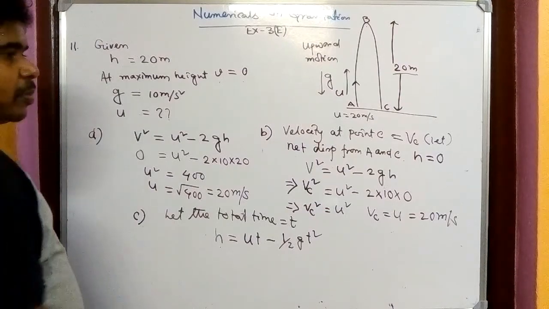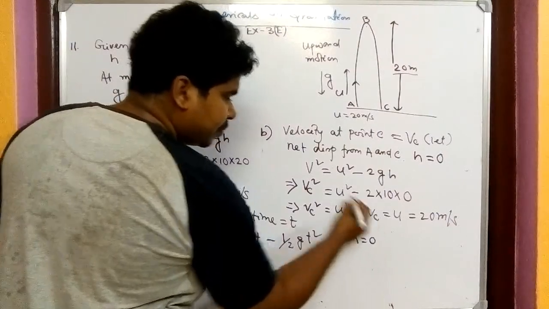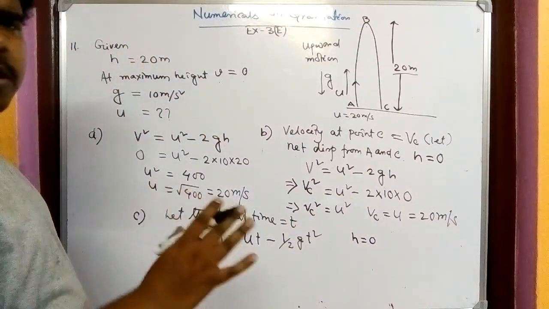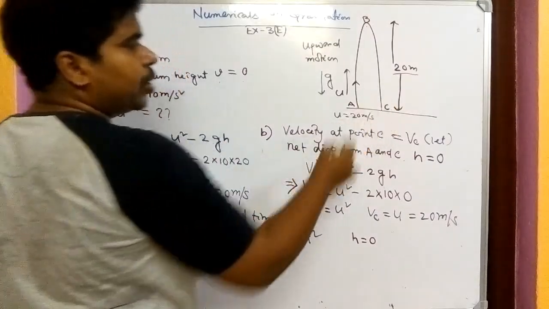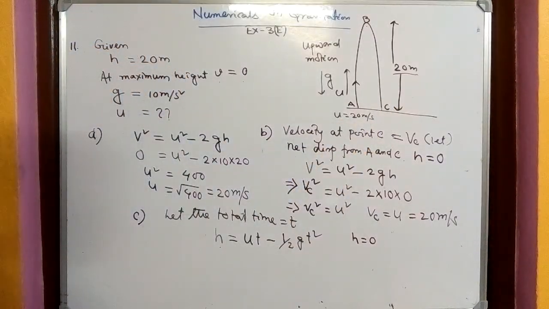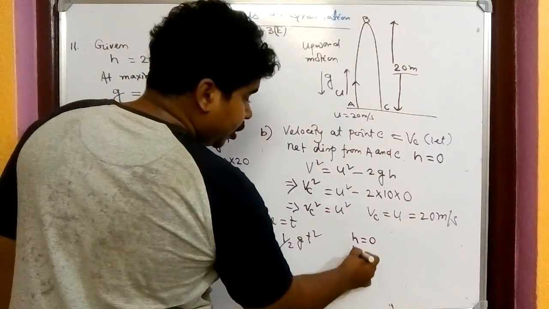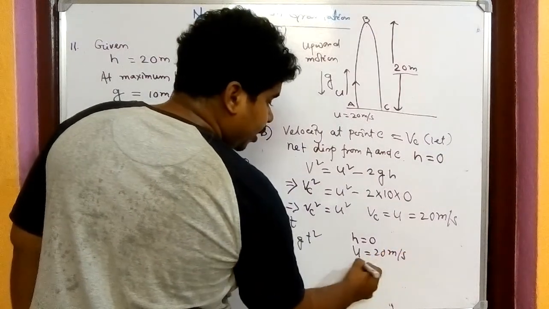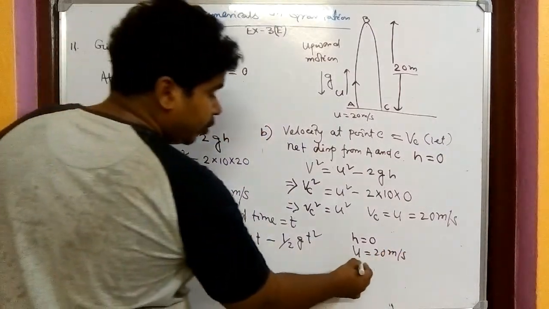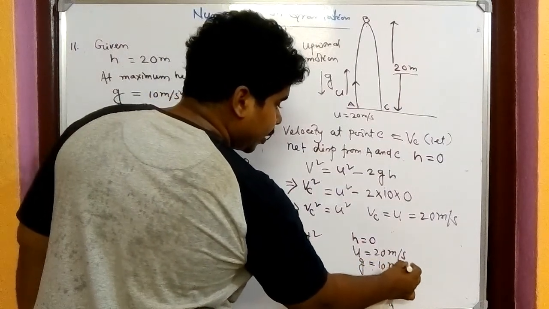So total displacement, we have already seen that h equals 0. Net displacement is 0 because you started from the ground and it will reach the ground again. So total displacement h equals 0. You have found u, it is 20 meter per second. T you have to find out, and the value of g is 10 meter per second square.